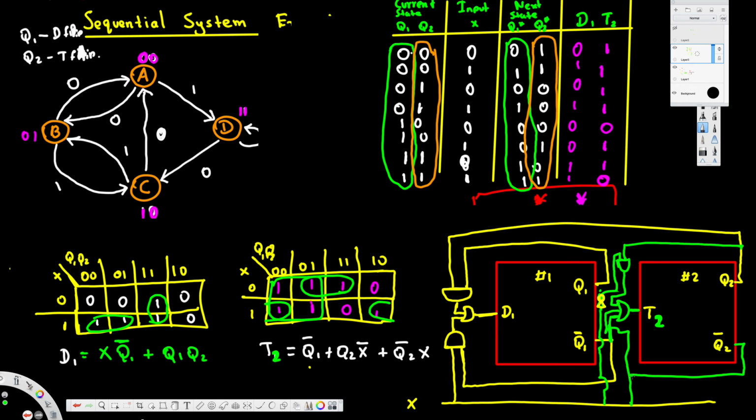Oh, these two are AND. I made a mistake here. Q2 bar and X, that is AND. I cannot just put the wire together. I have to put an AND gate. AND gate connected here and connected here. And that's it.